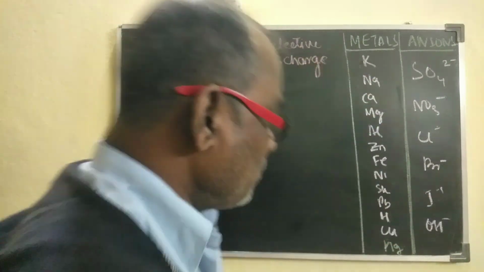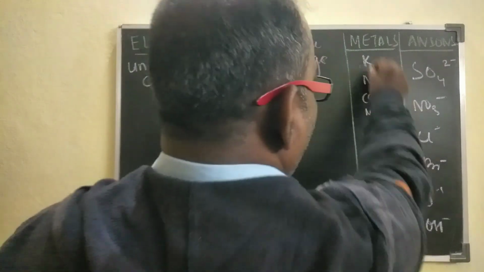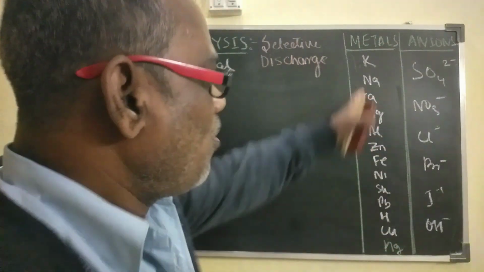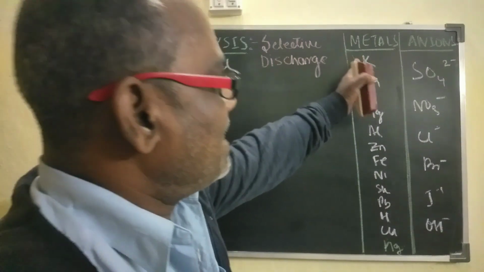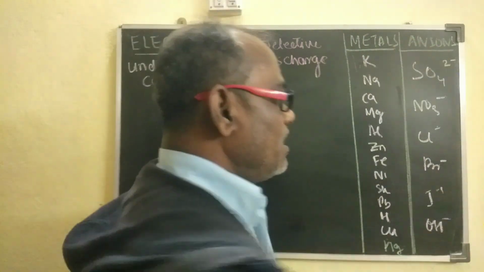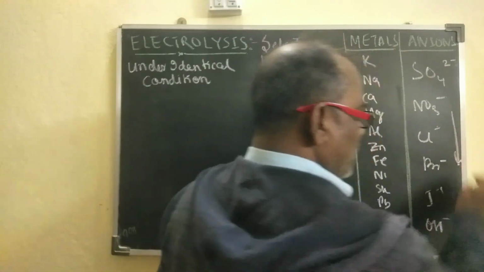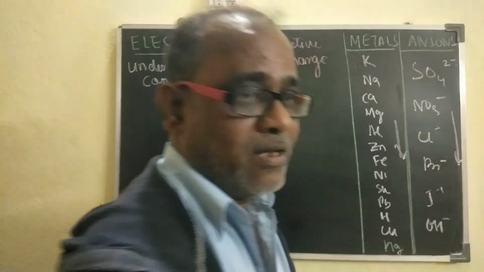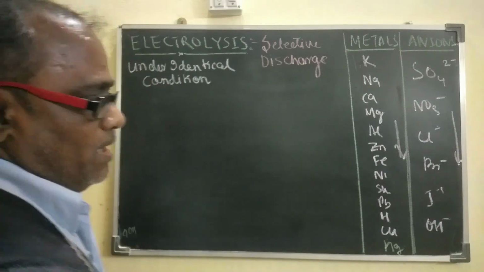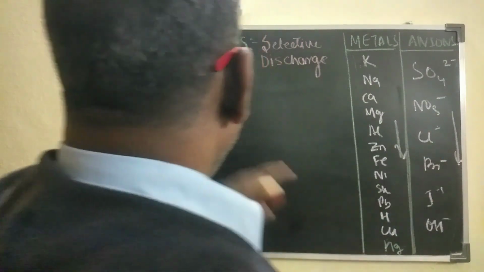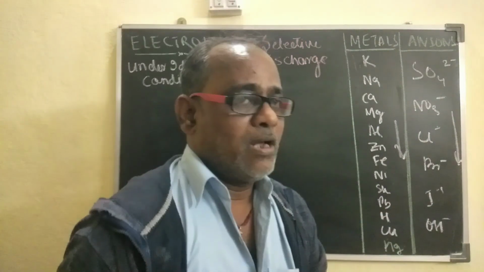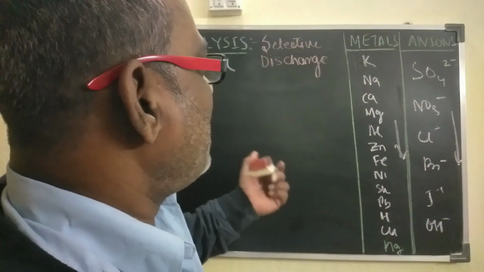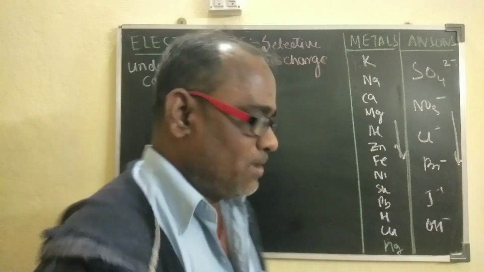Now, first, what you have to understand is, the more you go downward, the more easily they will discharge, whether you go with the cations or anions. Here also, the more you go downward, the easier it is to discharge. So first we have to know this, and under identical conditions we have to understand that there are three factors for how and where they will discharge.